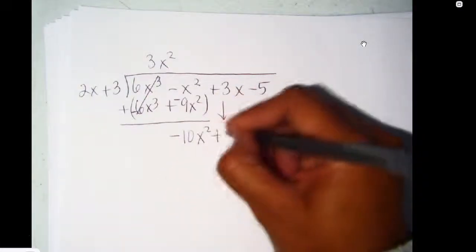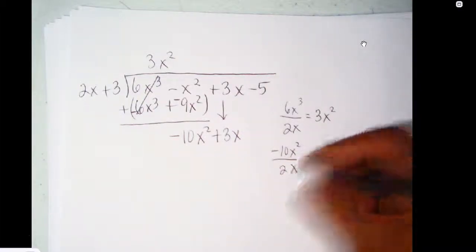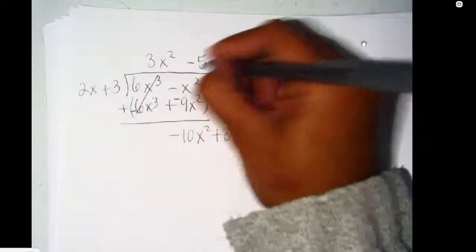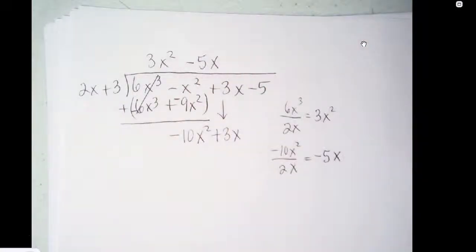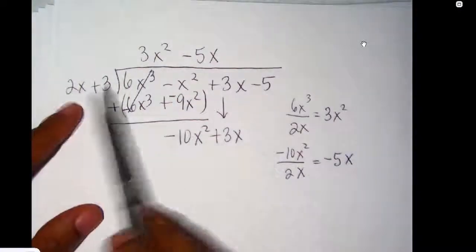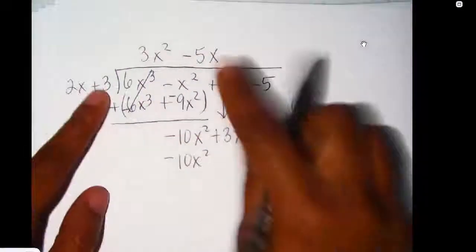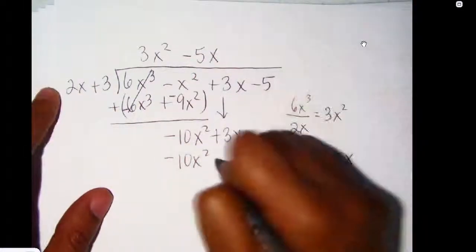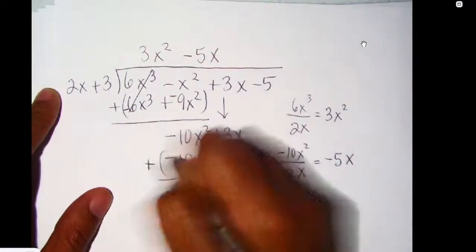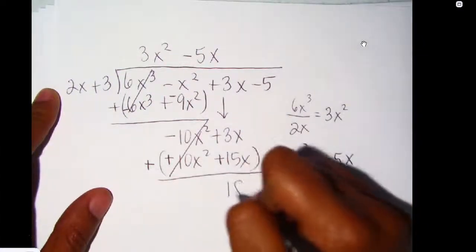Bring down the 3x. Come to the side of your paper. Divided by 2x will give you negative 5x. Okay, so we got negative 5x. Just be very careful with your signs. I'm going to zoom in just a little bit. So be careful with your signs when you do your multiplication. So this is your negative 10x squared. This times this is going to be negative 15x. And we've got to subtract. So when I subtract, you become positive and you become positive. This cancels out, and I have 18x.